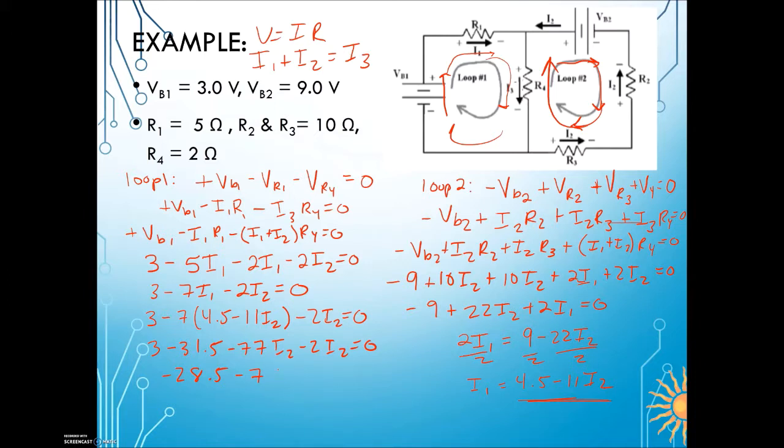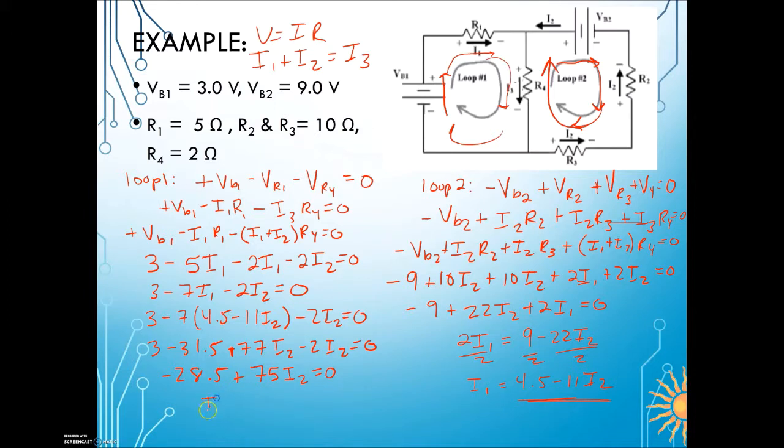Did I mess up? Oh, I messed up a negative. I knew it. This should be a plus, right? A negative 7 times a negative 11. It's so easy to mess up negatives when you're doing one of these. In fact, what I do is I'll go back several times and do other loops, like the big loop, to check and make sure I didn't mess up, because it's so easy to mess up.